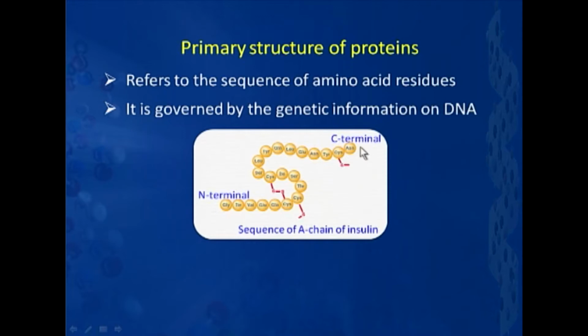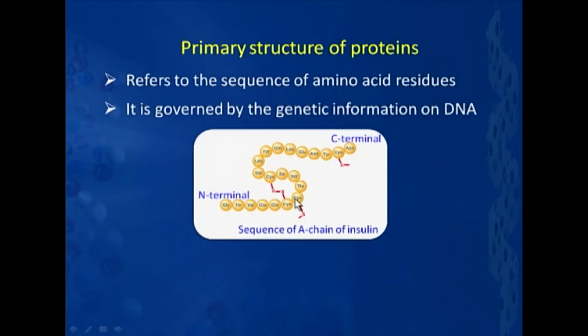That means, this is my C terminal. From this C terminal, as I move, we have asparagine, cysteine, tyrosine, asparagine and so on and so forth. We continue like this and come down to our N terminal, which happens to be glycine. Typically, as I mentioned earlier, when you talk about proteins, we start from the N terminal to the C terminal. The sequence will be glycine, isoleucine, valine, glutamic acid, glutamine and so on and so forth. So, that is what I am referring to.